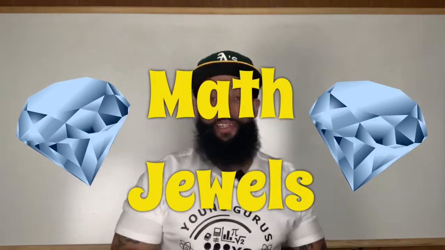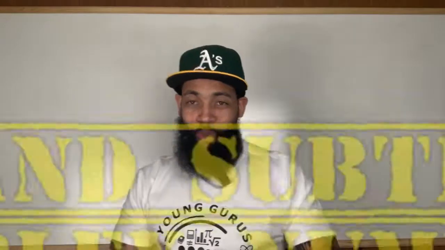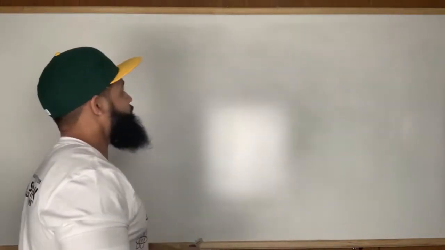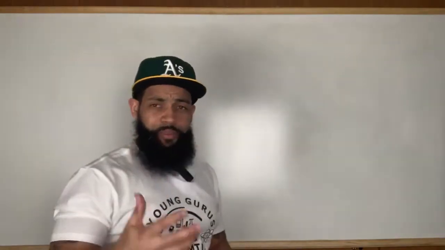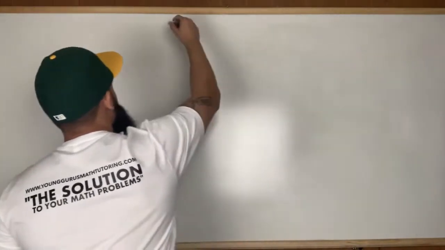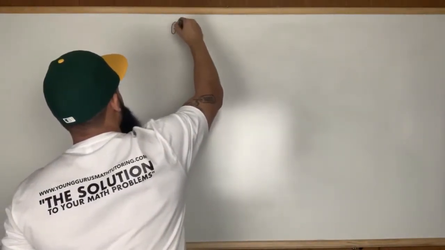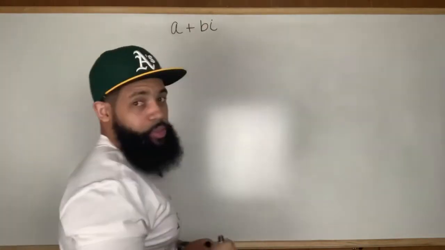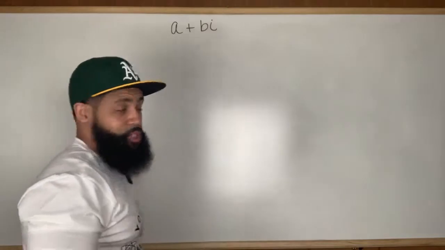In this video, I want to show you how to add and subtract complex numbers. Yeah, we're getting into some heavy stuff. Complex numbers. So, first of all, in order to add and subtract complex numbers, you have to know what a complex number is. A complex number is the sum of a real number and an imaginary number. It's in the form a plus bi. A is a real number and b is an imaginary number.